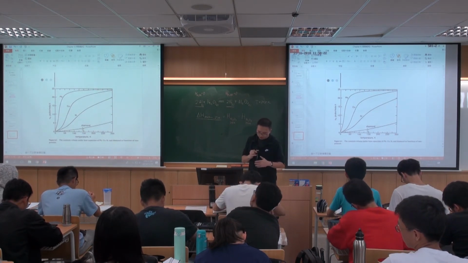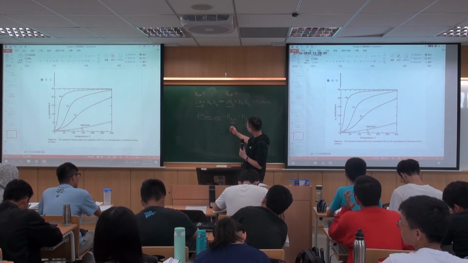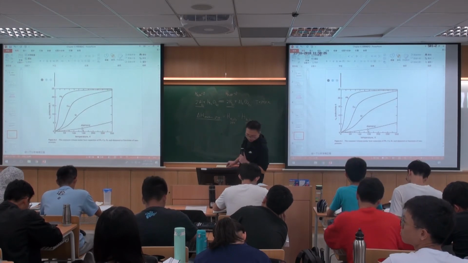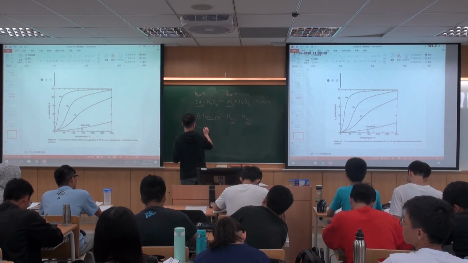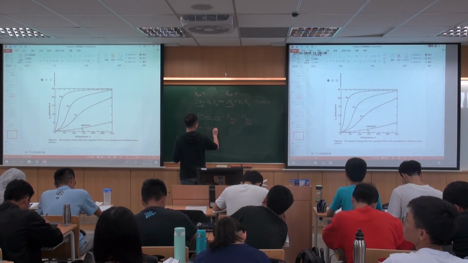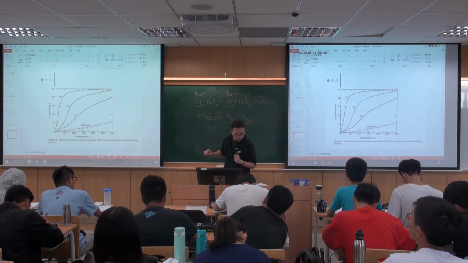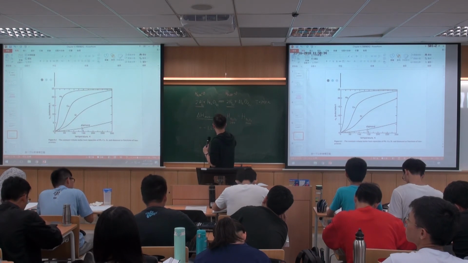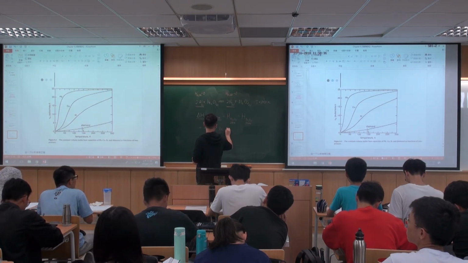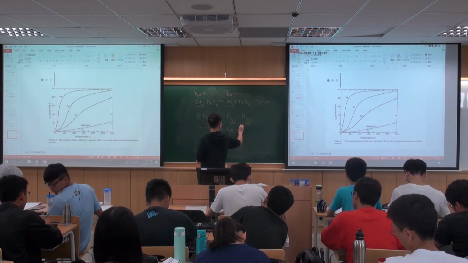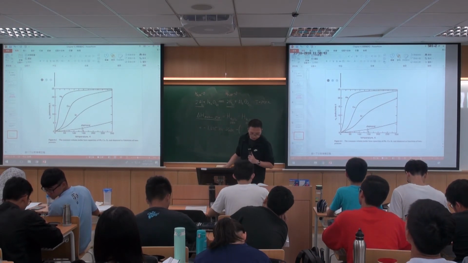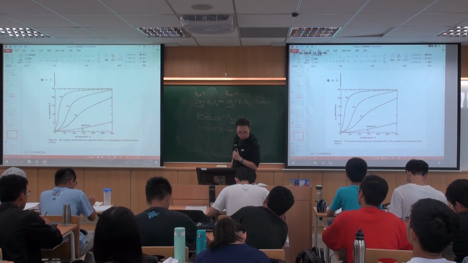At least in the textbook, it says this one is what? 700. And for iron oxide, this is 800.